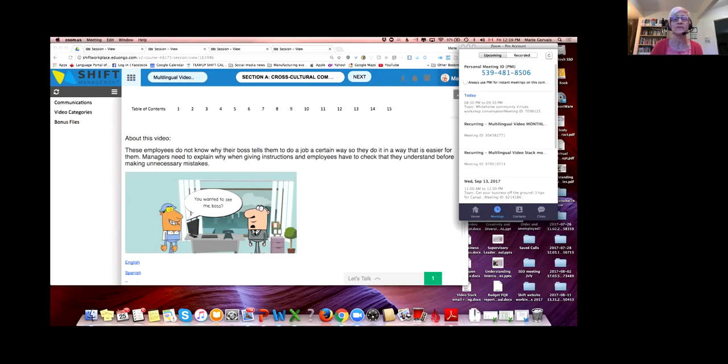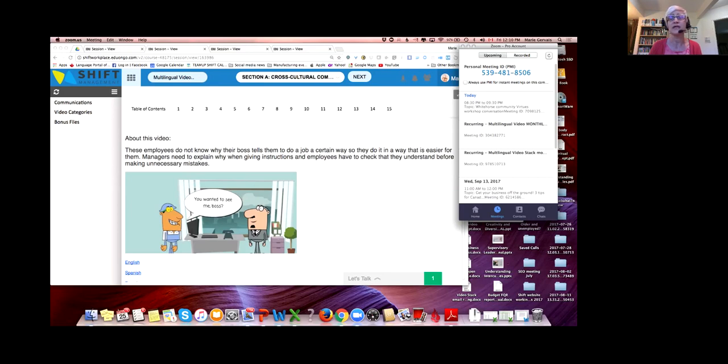So in this particular situation, the boss could have avoided his problem if he would have asked the foreman that he spoke to, or the worker that he spoke to, to tell him how he understood the task to be, or to explain to him how he would show it to his team. And because he didn't do that, there was a misunderstanding. It could have been that it was too fast.